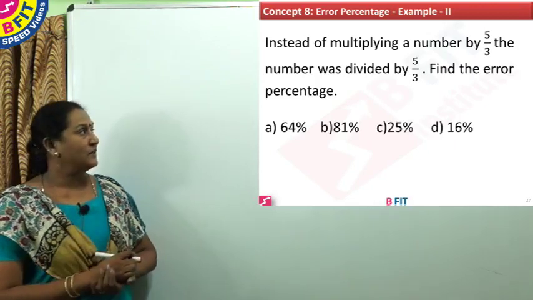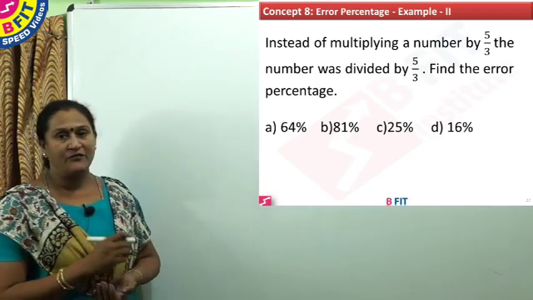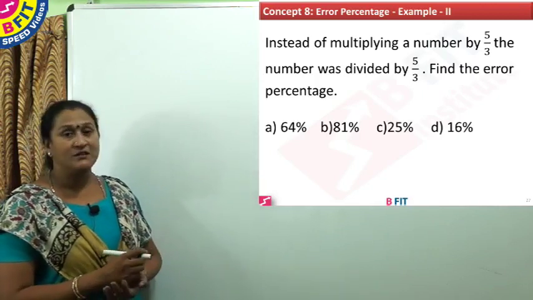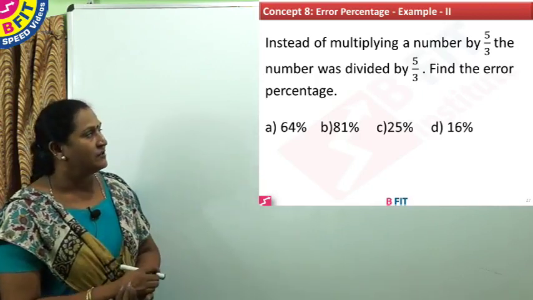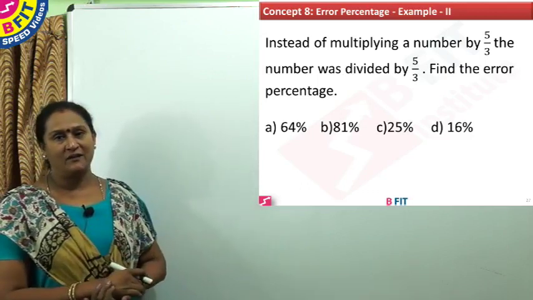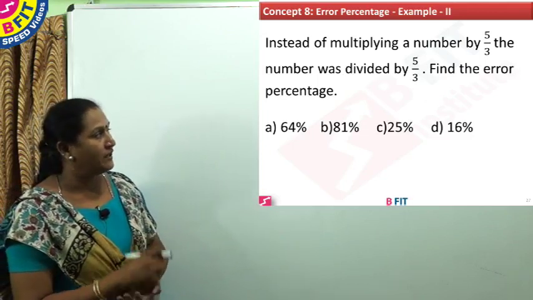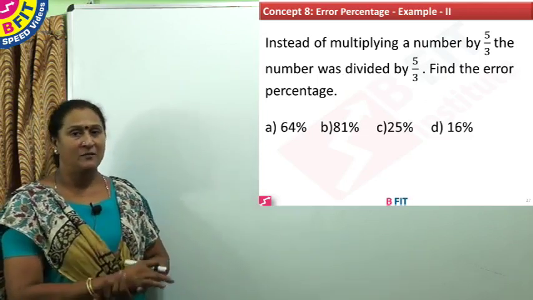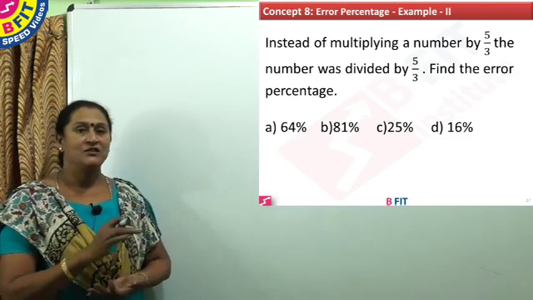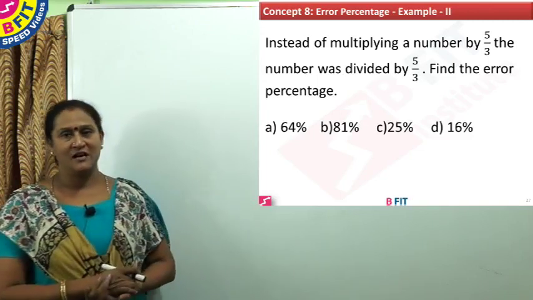The next example: the question is, instead of multiplying a number by 5 by 3, the number was divided by 5 by 3. Find the error percentage. Here the number is not given, but it says that instead of multiplying it with 5 by 3, it was divided by 5 by 3, and we are asked to find the error percentage. Now we'll see how to proceed with the answer.